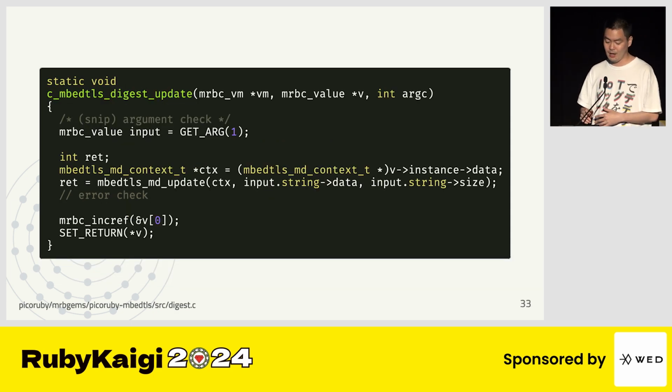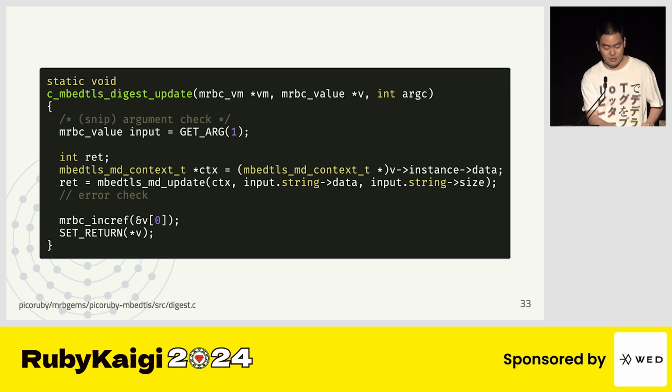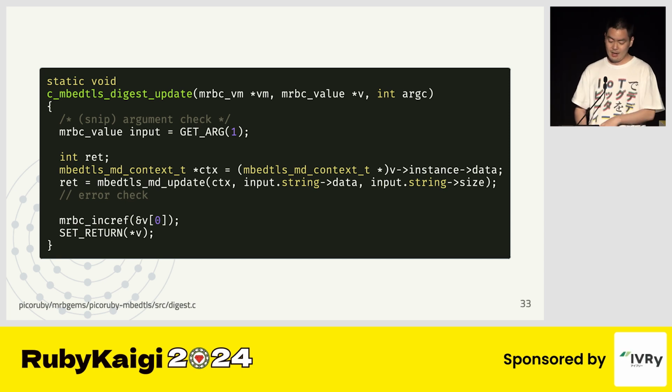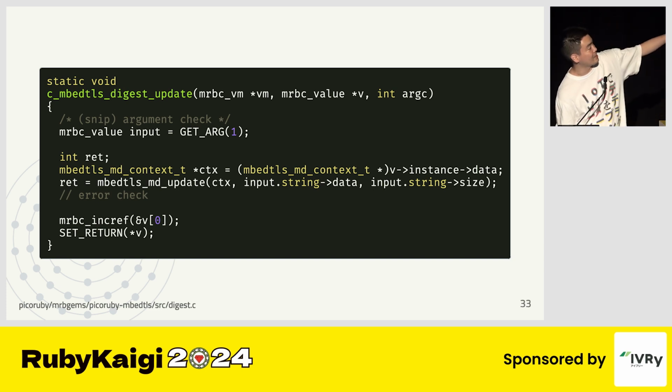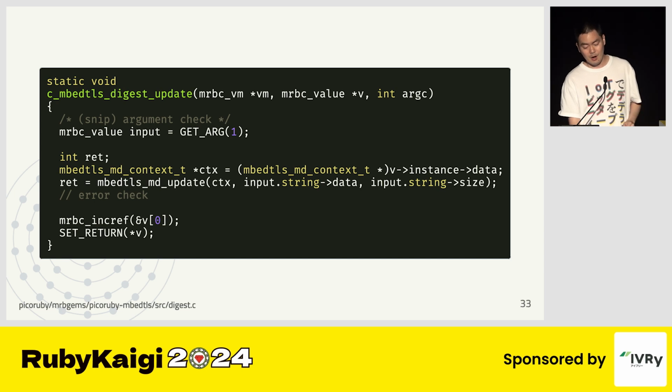Next, we're going to show how the update function looks. We will first take the wrapped context out of the instance, this mbedtls_md_context_t *ctx part, and then pass that ctx into the mbedTLS functions. When you define an instance method, you want to call mrbc_incref, which is the second to last line, to prevent the object from being deallocated. Without this, if you call instance.update the next time, the object will be deallocated at that time, so it will result in a segfault, and you don't want that.